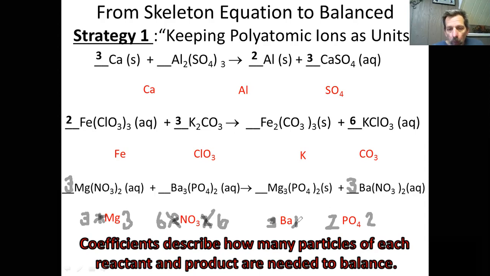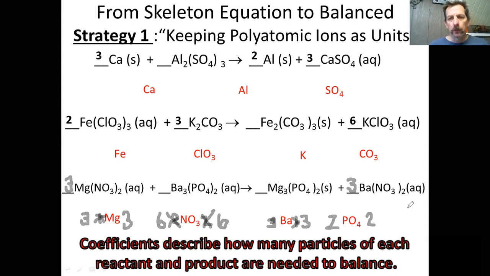So there used to be 1 barium on the product side. Now there are 3. Look at that. What that did is that balanced the barium amount. So it looks to me like everything is balanced in our inventory. 3 magnesium, 6 nitrate, 3 barium, and 2 phosphate.